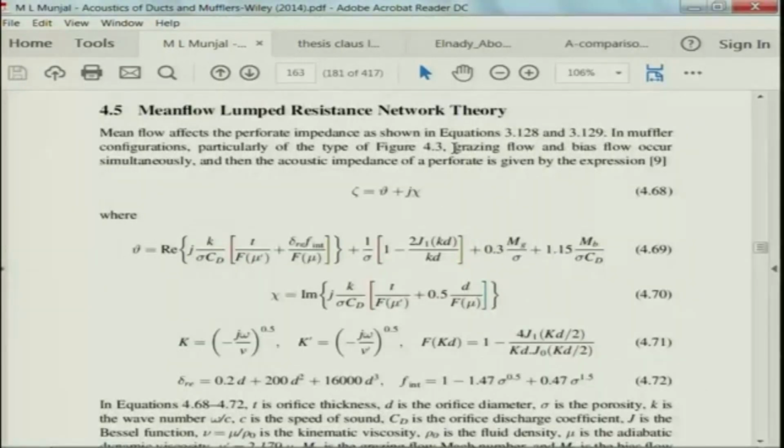So, another impedance expression which has been used quite popularly since the last several years is the one by Elnady and others. That expression has been used in several investigations and takes into account both the mean grazing flow and the mean bias flow. And so, this is the expression that is here.